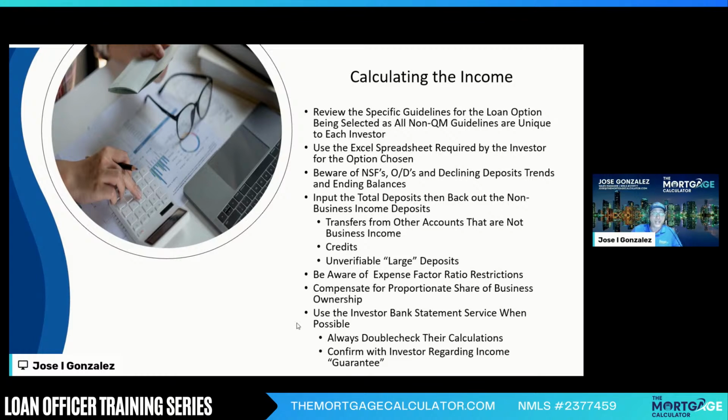Also confirm with the investor regarding the income guarantee. In other words, will underwriting use that income? Is it guaranteed that's the income, or is underwriting going to come back, review it, and say, hey, that was a service we provide, but this is the real income that I reviewed? So you want to make sure you don't get caught off guard by that.